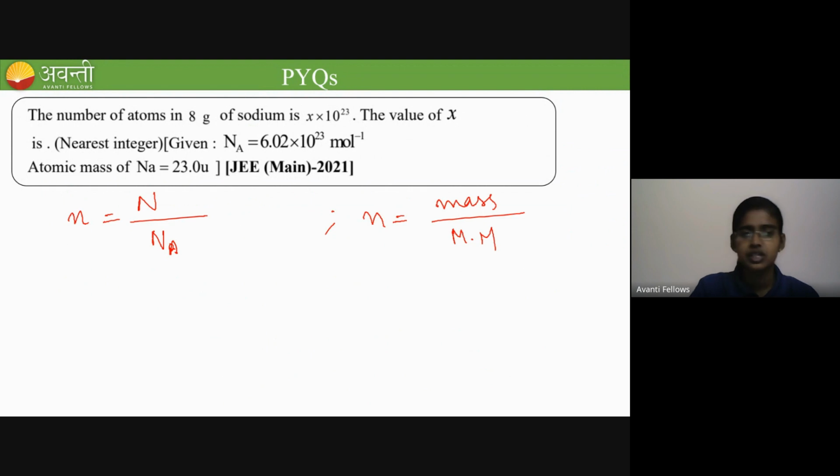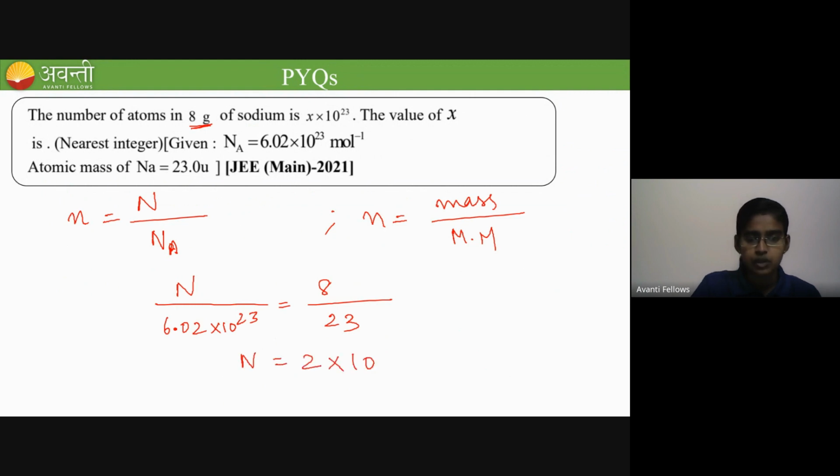Let me equate these two formulas. Now the number of atoms divided by Avogadro number is going to be equal to the mass of sodium, 8 gram, divided by the molar mass of sodium, which is 23. So if I cross multiply, I will get the N value as 2 into 10 to the power 23. The value of X is 2. So just equate the number of moles formulas and get the answer. Very easy. So this N is nothing but the number of atoms or molecules, and Na is the Avogadro number. This is the given mass in the question, and this is the molar mass of the compound. Okay.